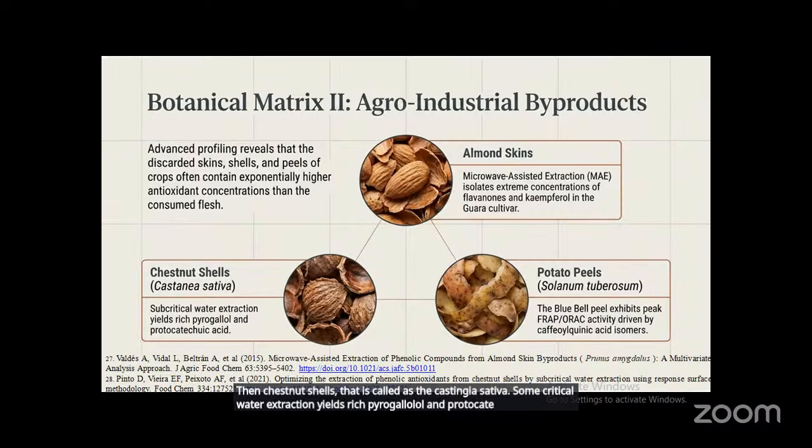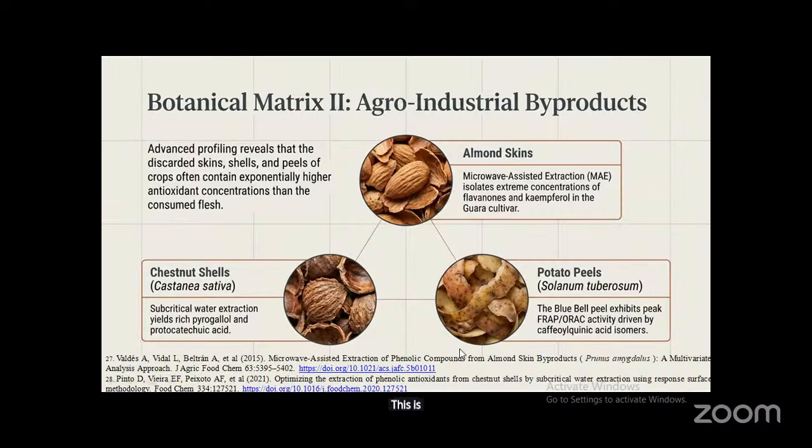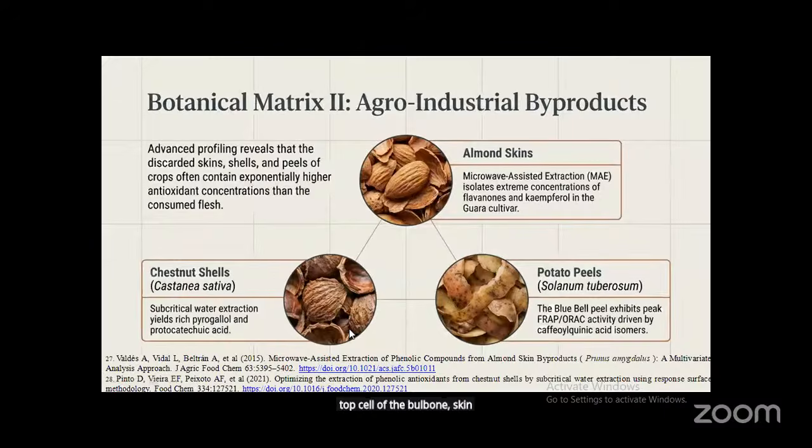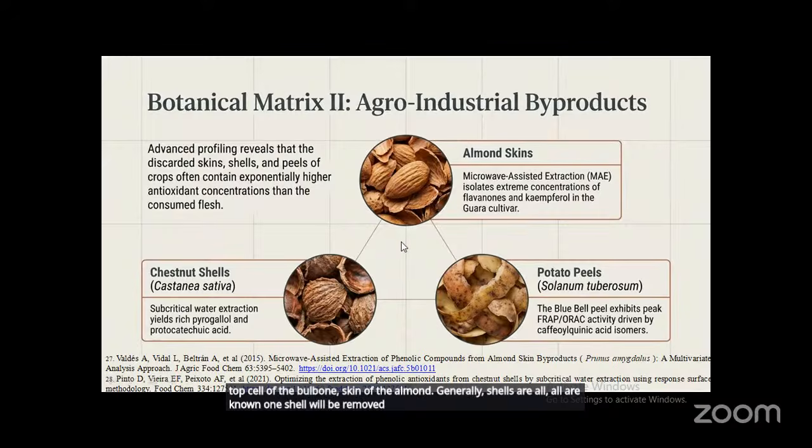Generally we are wasting this waste, even from home also. Generally, when we are using the potato, we are removing the peels. When we are eating almonds, we soak the almond and remove the top shell, the skin of the almond. But even though in this waste there are lots of flavonoids, which are studied by using HPLC or UPLC-MS systems.